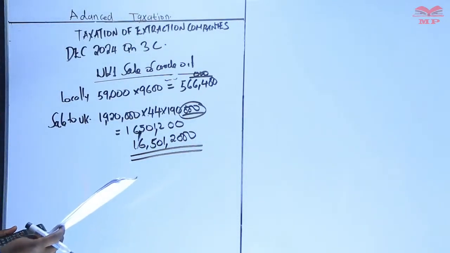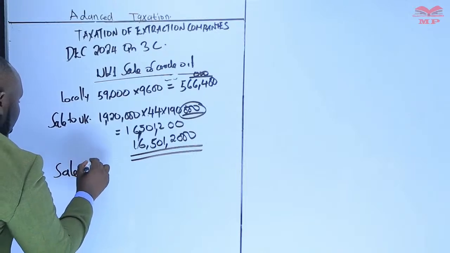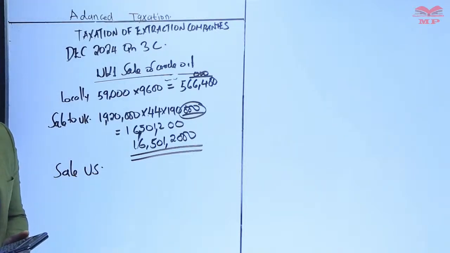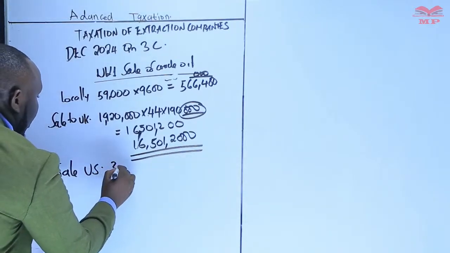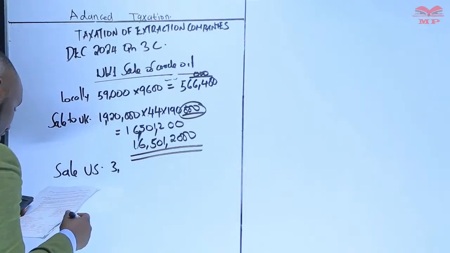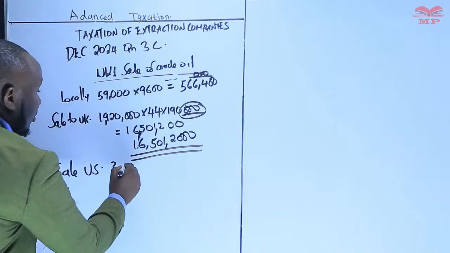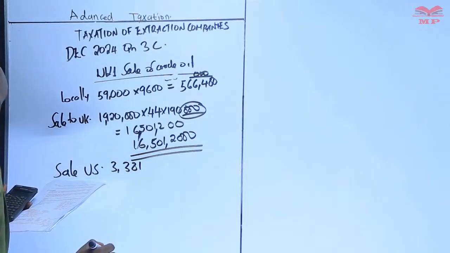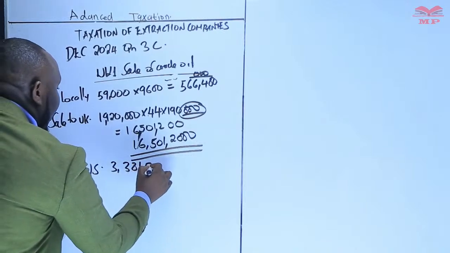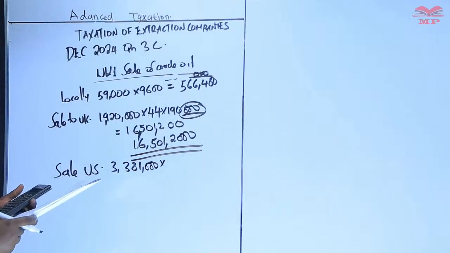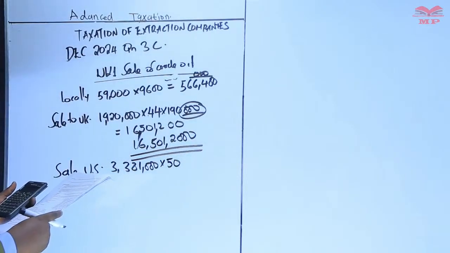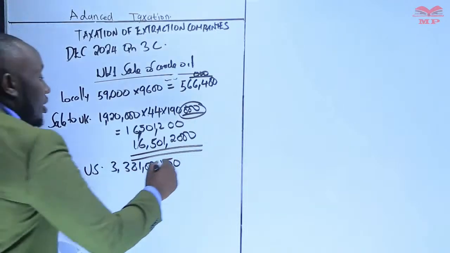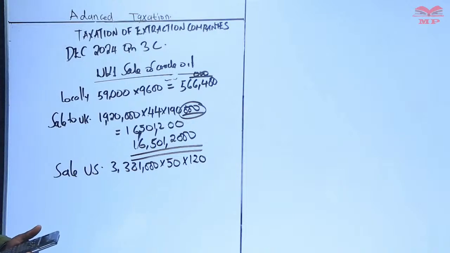Then we pick the sales for the US, sell to the US. We know how many barrels were sold to the US. The barrels that were sold to the US were 3,381,000 barrels. Each barrel costs 50 USD. And for conversion of the USD to Kenya shillings, we multiply by 120.